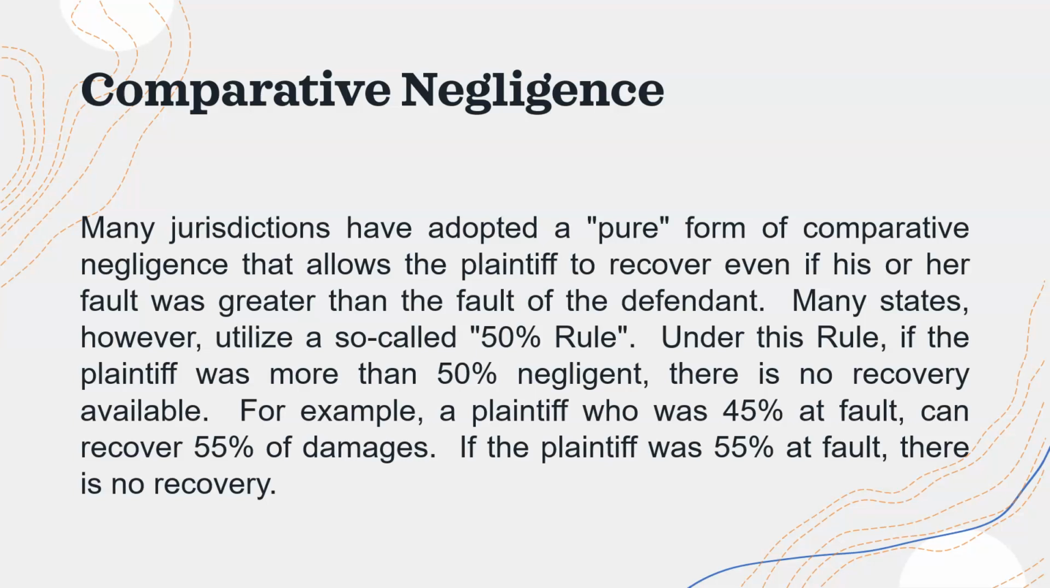$55,000. However, under the 50% rule, if the plaintiff was 55% at fault, there's no recovery. No recovery at all. Under the traditional comparative negligence defense, if the plaintiff was 55% at fault, instead of no recovery, what would be the amount of the recovery? $45,000. Hopefully that's clear. It is confusing, nonetheless, I know, but these types of defenses need to be understood by way of your study in the tort law chapters.